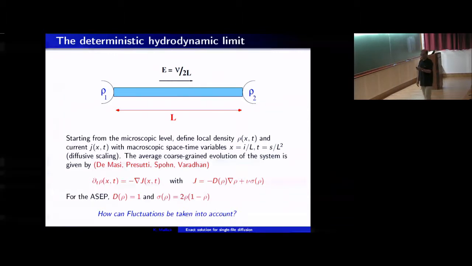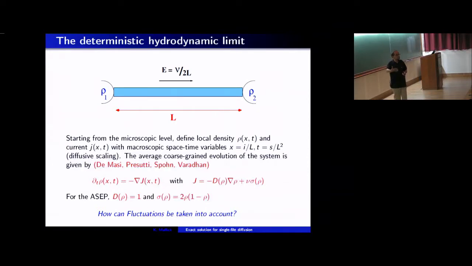Okay? But this tells you that if you start with any given profile of densities at time t equal to 0, and you make it evolve according to this PDE, you will get the average profile at time t. But this gives you only the average behavior. And we are interested mostly in fluctuations. And this deterministic equation does not embody fluctuations at all. So we need to go further.